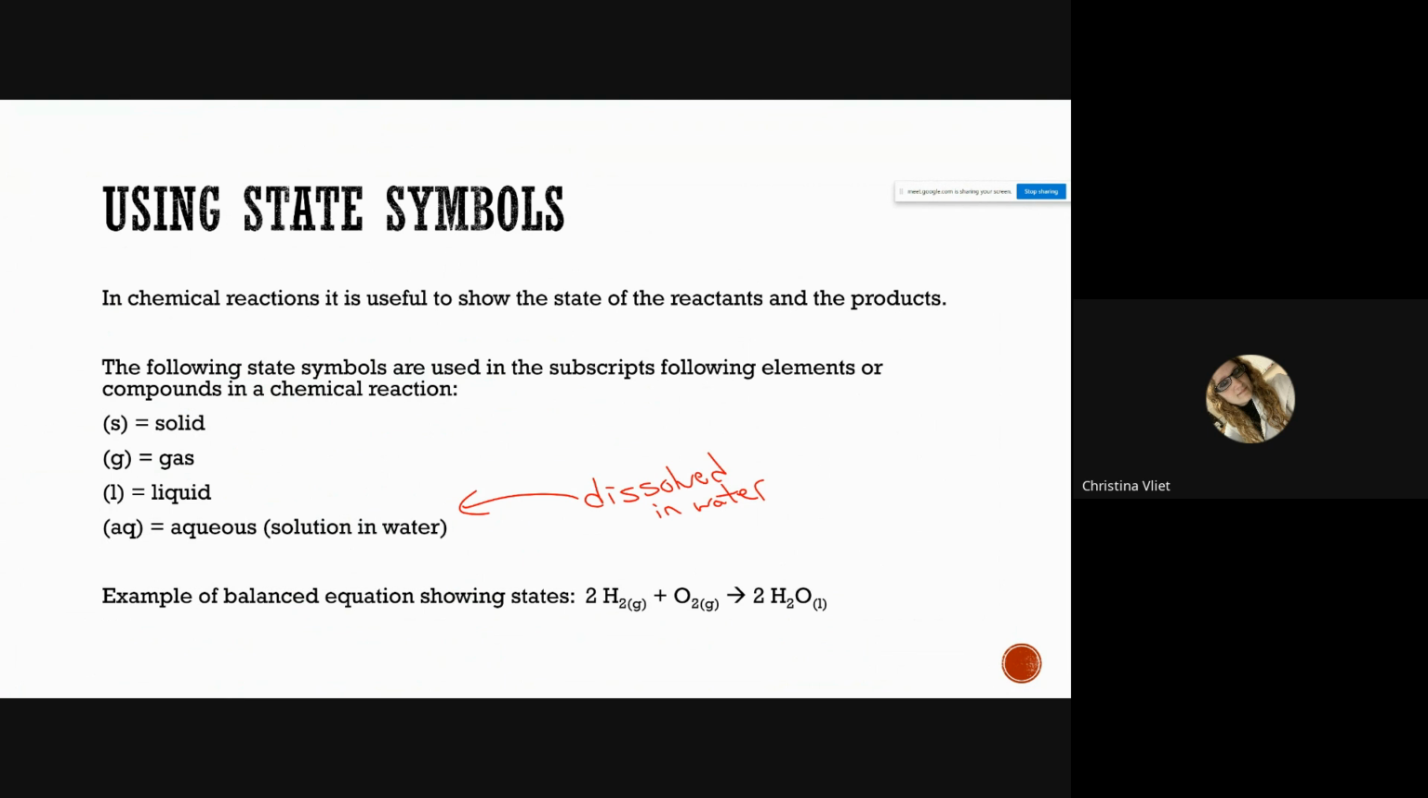Is water aqueous? Water is not aqueous. Water is not dissolved in water. Water is water. Water is liquid, and you should know that. Water itself is liquid. What we dissolve in water would be aqueous. So for example, if I put salt in water and I mix it up, that would be an aqueous solution. Water itself is not a solution, it's just a liquid. Okay?